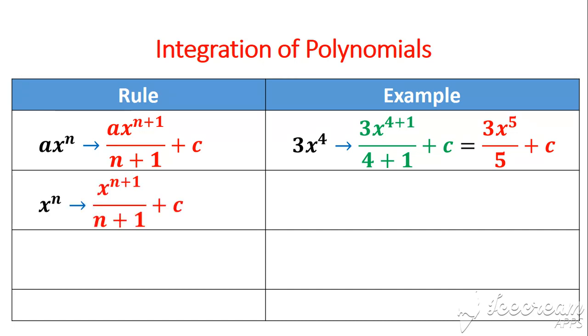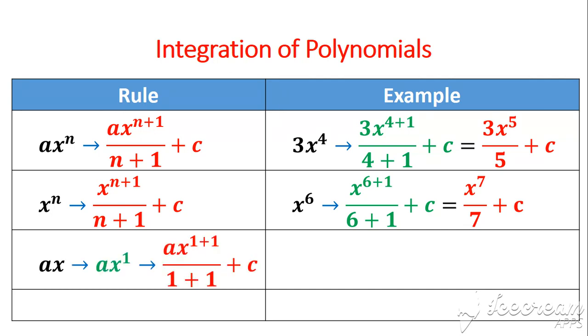All right, what if we just have x to the power of n by itself? Well, the same thing. We add 1 to the power of n, divide by the new power of n plus 1, and plus our constant c. For example, x to the power of 6 will integrate to x to the power of 6 plus 1, divide by the power of 6 plus 1, and plus our constant c, which simplifies to x to the power of 7, divide 7 plus c.